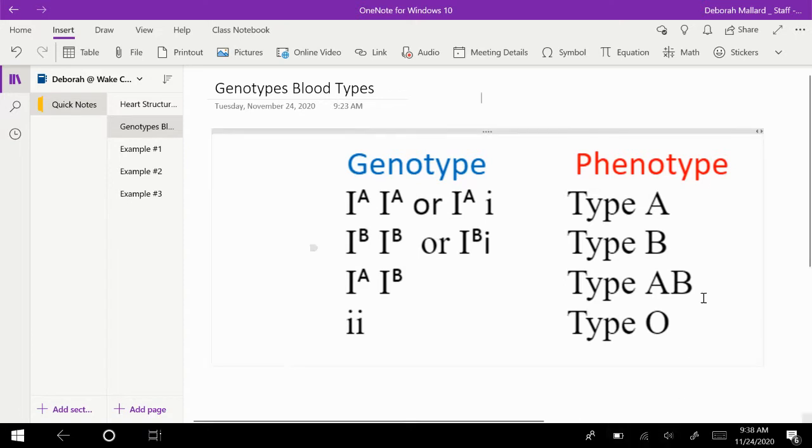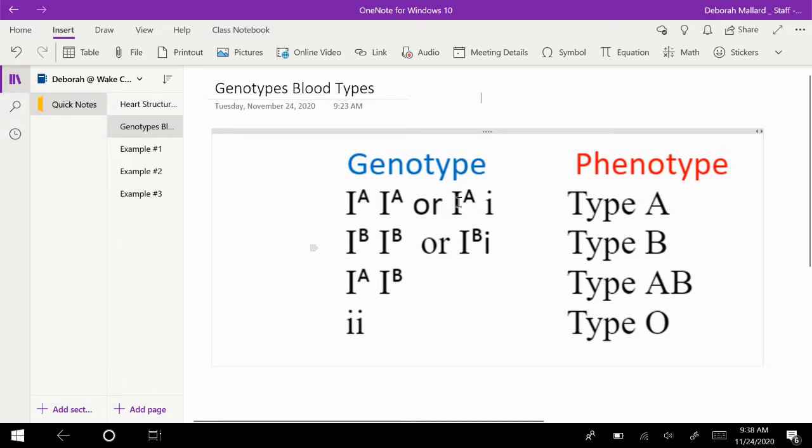Remember, we've got 4 different blood types: type A, type B, type AB, and O. And the genotypes are listed over here on the left-hand side. So when a question tells you a person has type O, you're going to be using 2 lowercase i's to represent that individual. If they have type AB blood, you're going to use I to the A, I to the B. If a person has type A or type B blood, they have 2 different possibilities.